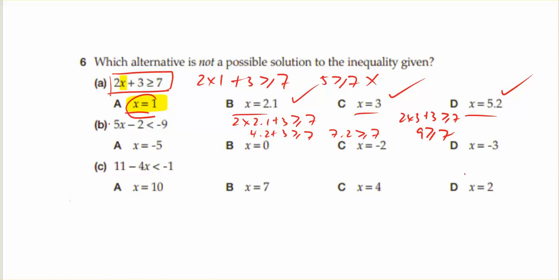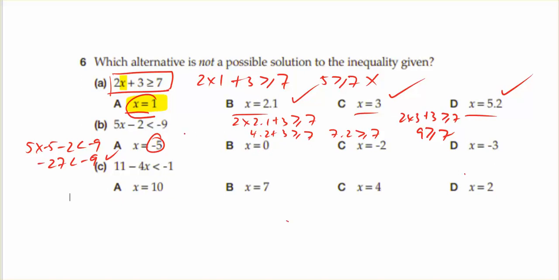Similarly, if we do 6b, we're doing the same process. So if I substitute x equals -5, let's see if it works. So 5 times -5 minus 2. Is that less than -9? So 5 times -5 is -25. -25 minus 2 is -27. Is that less than -9? Of course it is, because -27 is more negative.